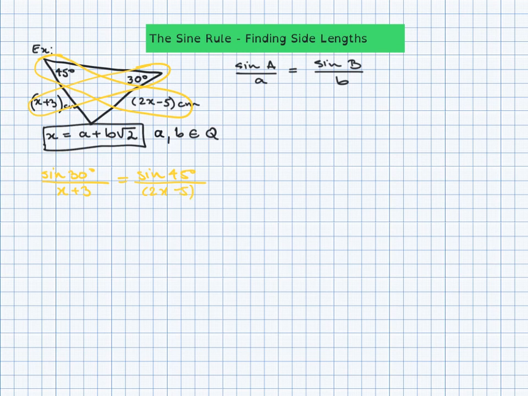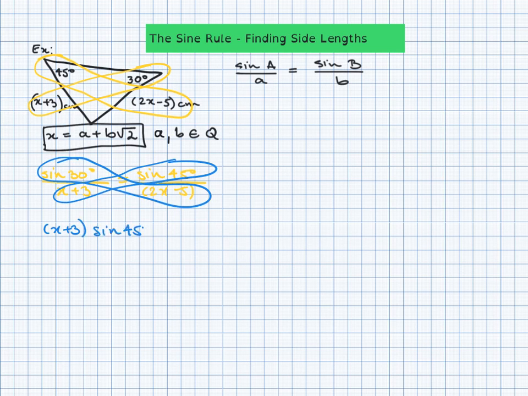So again, we're just going to do similar things that we have done before. Cross multiplication, and again cross multiplication. So this is going to give us x plus 3 times sine of 45 is equal to 2x take away 5. Please note I have brackets because I have more than one term that will multiply sine of 30.